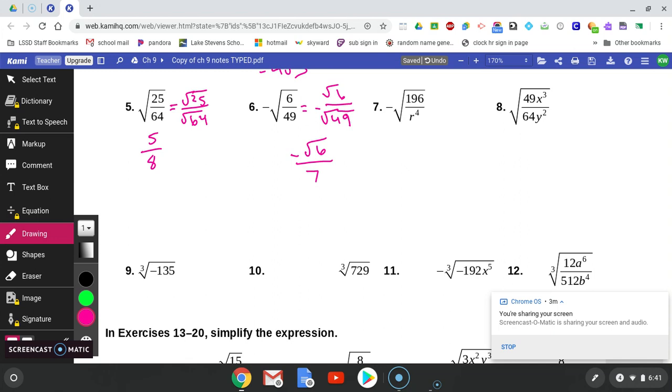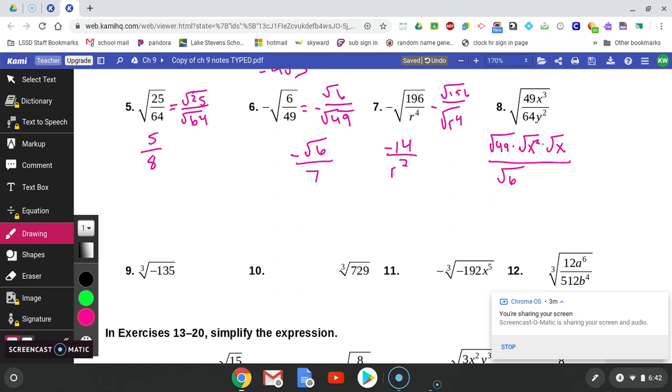All right, number 7, keep the negative out in front. Give them each their own square root. And these are actually both perfect squares, so I can take the square root of both of them. Number 8, I'm going to break it apart. I'm going to give them each their own square root, and I'm actually going to break it apart at the same time.